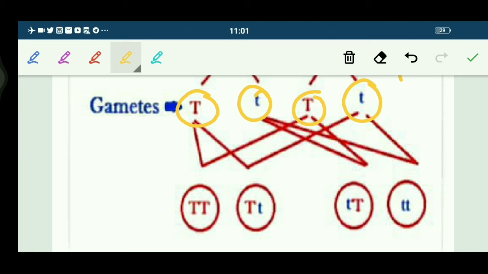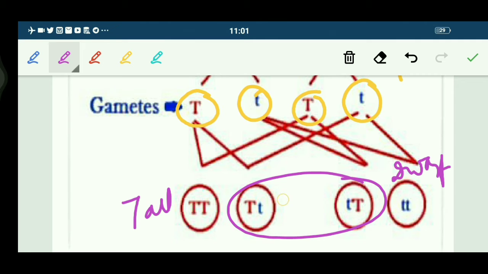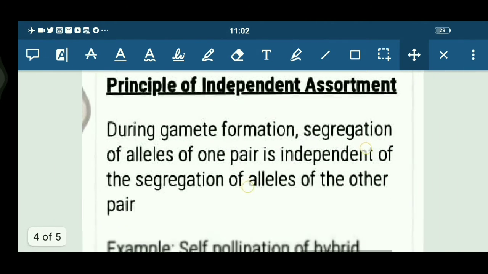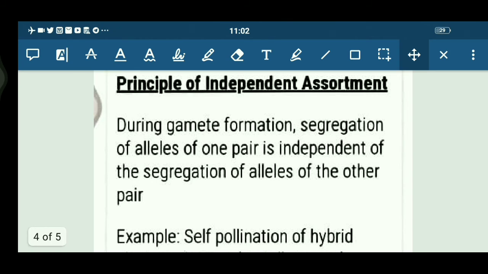So one is completely tall that we have got here. Another one is also tall. Another one is also tall. The last one is dwarf. But the middle ones are hybrid but tall. Fine. Phenotypically they are tall, genotypically they are hybrid. Yesterday we discussed that there are two ratios, phenotypic and genotypic. What is the phenotypic ratio here? 3:1, because 3 plants are tall and 1 is dwarf. And what about the genotypic? 1:2:1. Fine children.